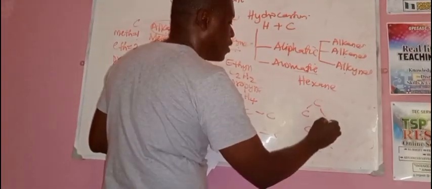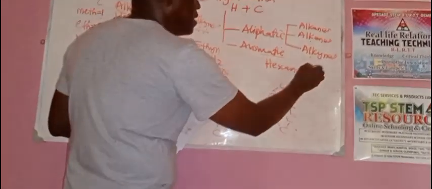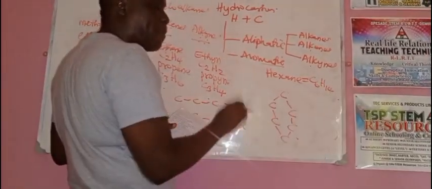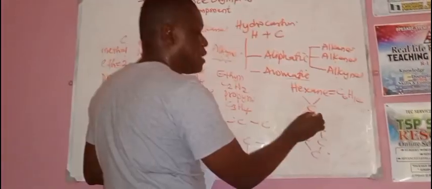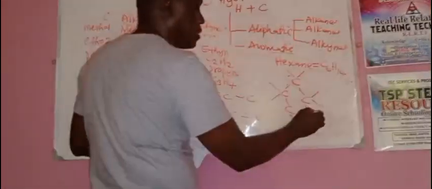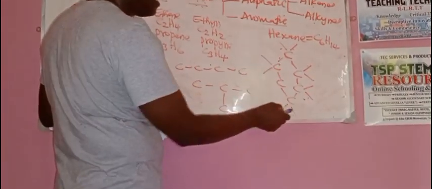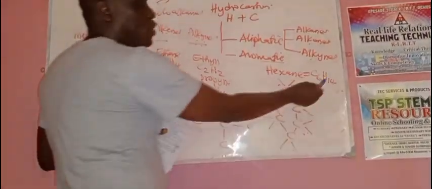And it must have single bonds only. Then how many hydrogen? Hexane is C6H what? 14. Now let's see what happened when it comes to cycloalkanes. For every carbon atom you can only have 1, 2, 3, 4 bonds. Do you see that? So how many hydrogen do we have? 1, 2, 3, 4, 5, 6, 7, 8, 9, 10, then 11, 12.